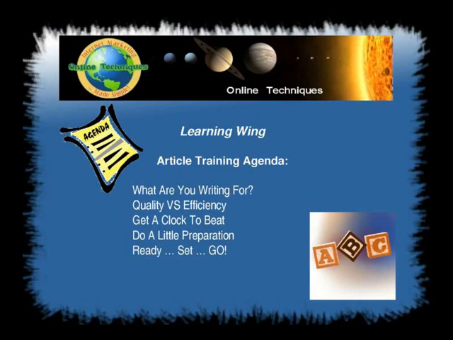So we're going to talk about what we're writing for. We're going to talk about quality versus efficiency. There is a balance that we have to reach there. And once you realize what you're writing for, and the objective becomes what it actually is, instead of what you remember it being.